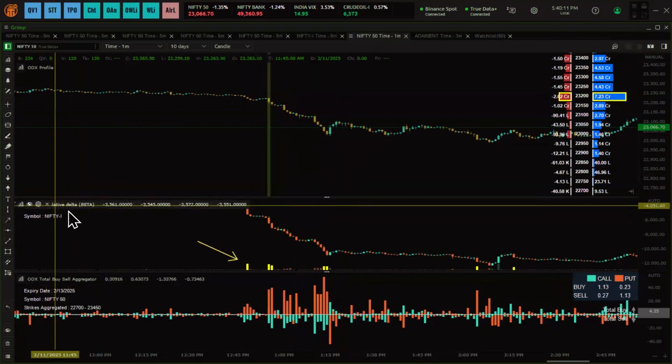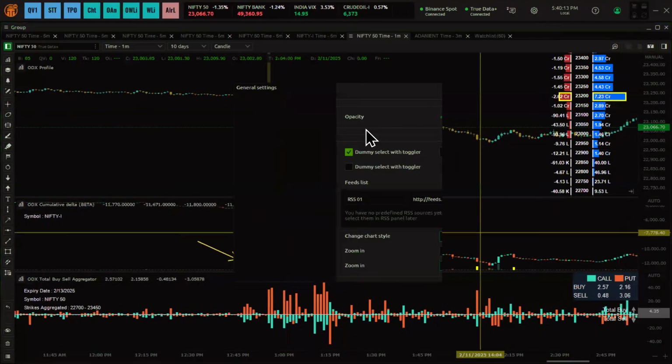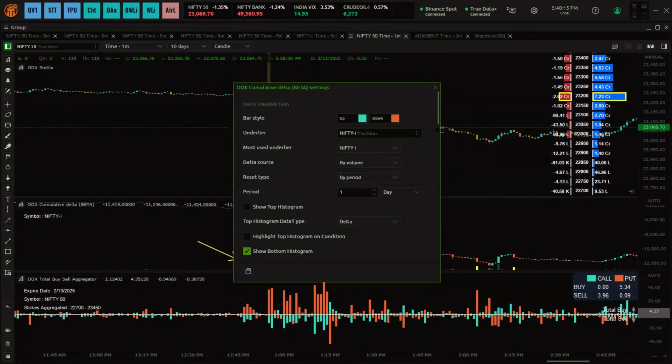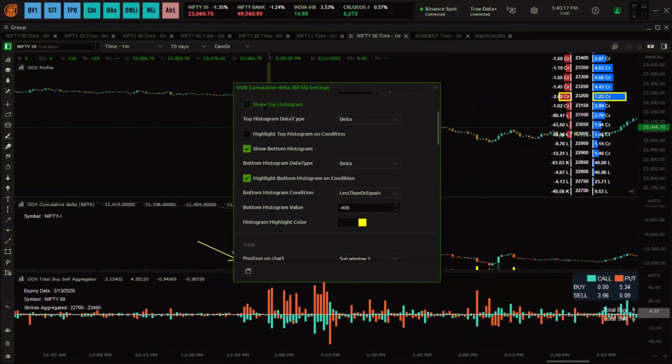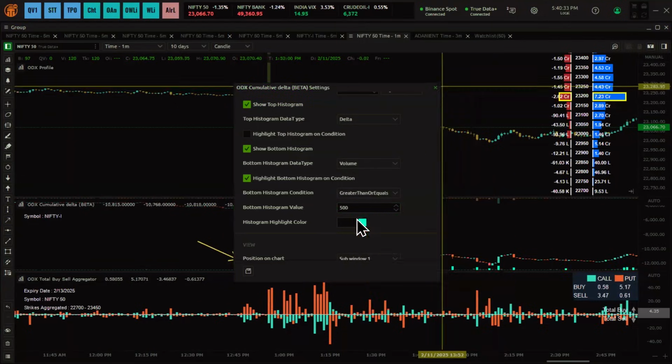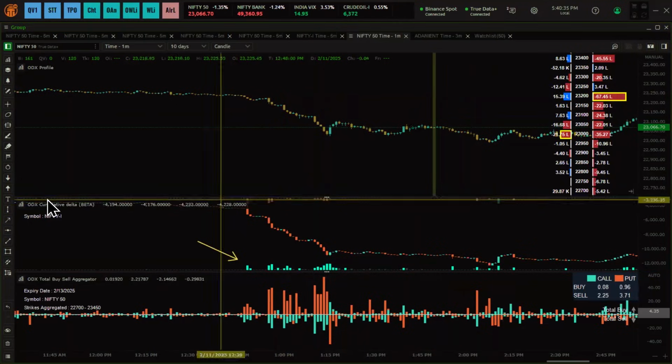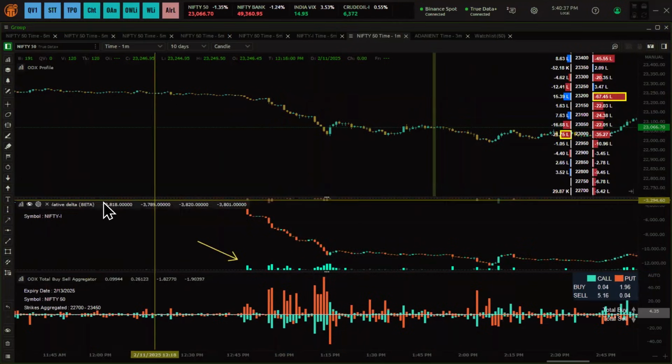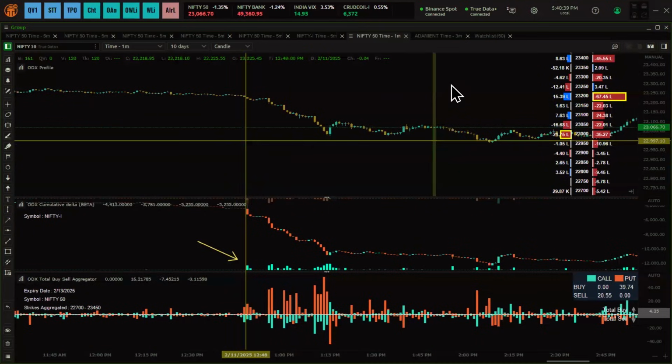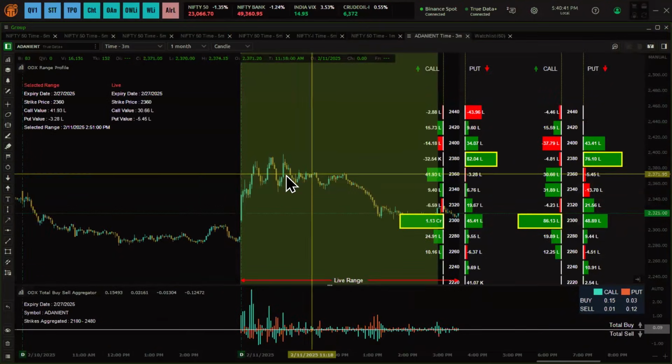So using cumulative delta, not only can I apply any other symbol, I can also create conditions on which options are there. Top histogram, below histogram, select the data point, say volume. It could be volume as well. Say I want the volume to be maybe more than 500. Volume is always going to be greater than or equal to. Just highlighting with the yellow color, or you can select any other color as well. You see, so this is why the ODX cumulative delta is useful. It can be applied on index or any other symbol. All right.